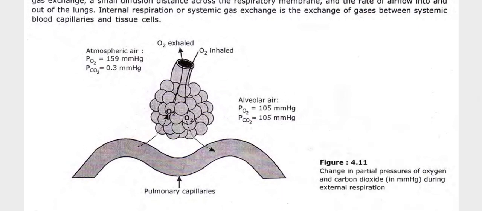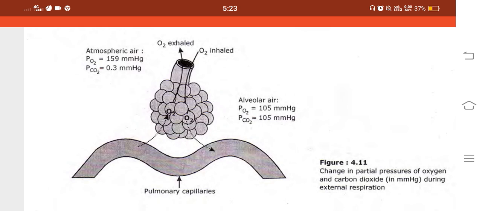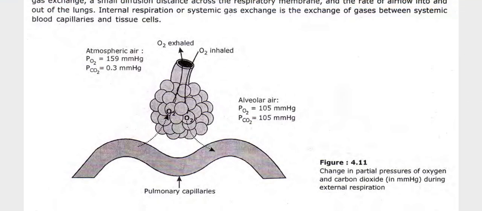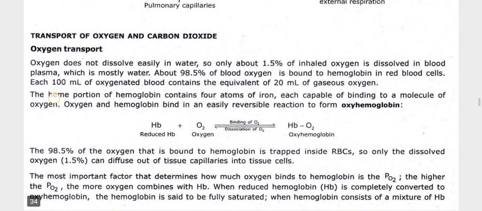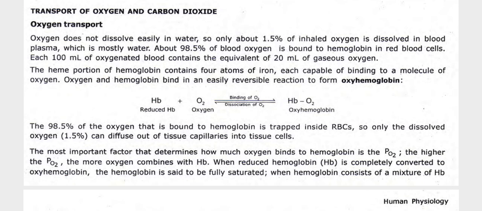This picture shows changes in partial pressure of oxygen and carbon dioxide in mmHg during external respiration. Pulmonary capillaries are there. Atmospheric air: PO2 159 mmHg, PCO2 0.3 mmHg, with O2 inhaled and exhaled. Alveolar air: PO2 105 mmHg, PCO2 105 mmHg. Next, transport of oxygen and carbon dioxide.